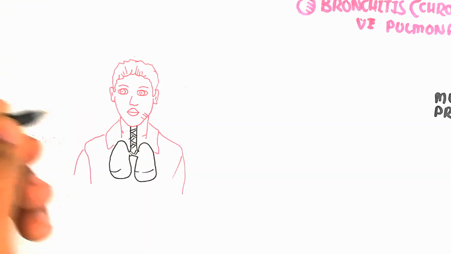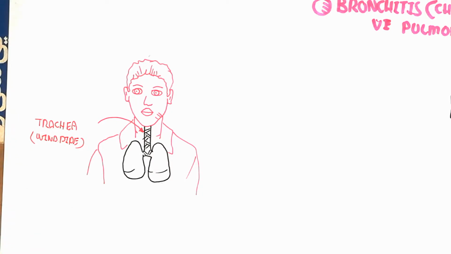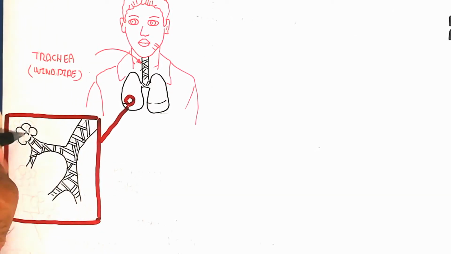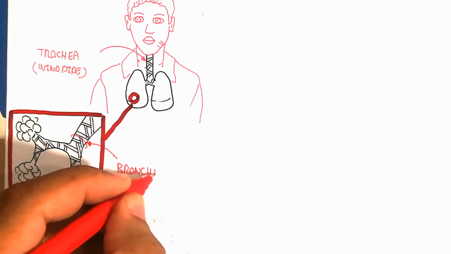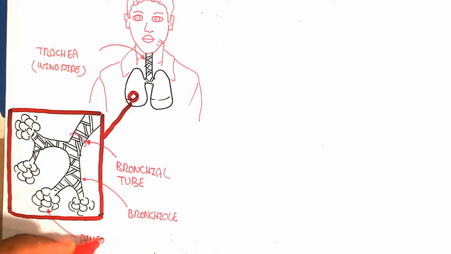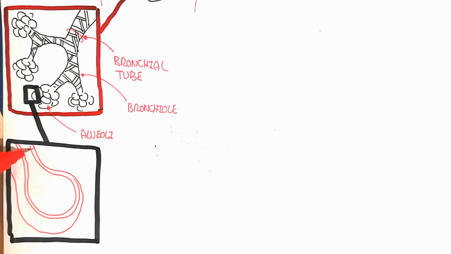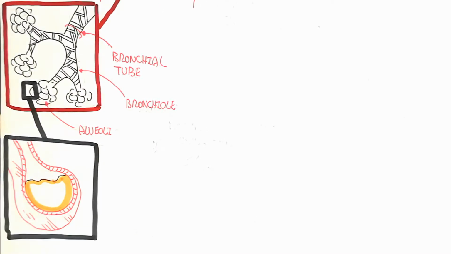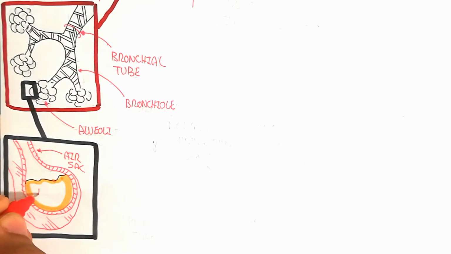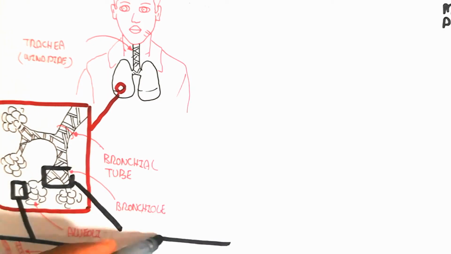Here is a person with a trachea, tracheole and lungs. Two lungs are present in each individual. In this way there is a bronchial tube which is divided into bronchioles and alveoli. Alveoli contain many air sacs. Inside the air sac there is an empty air space for gas exchange. So when it fills with fluid, it causes bronchitis.